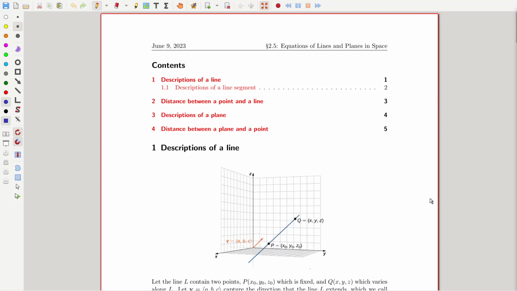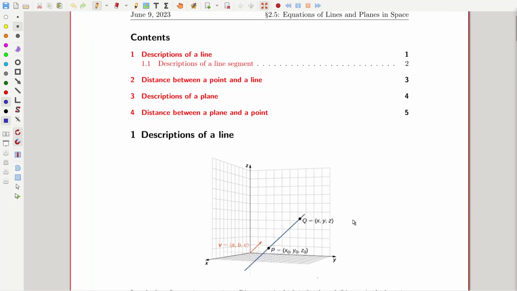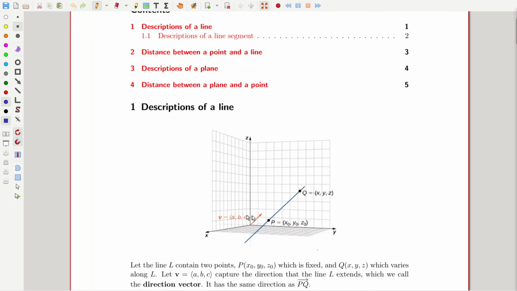So we'll be talking about equations of lines and planes. This topic has a lot of visual intuition involved, I guess. So we'll see how this goes. So a line. Say that we have 2 points in space.